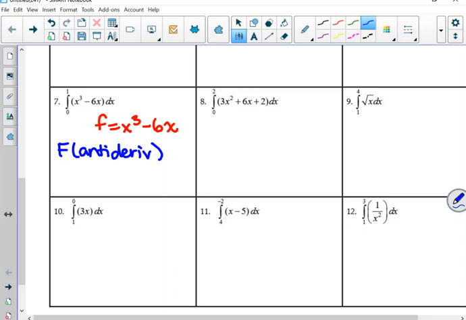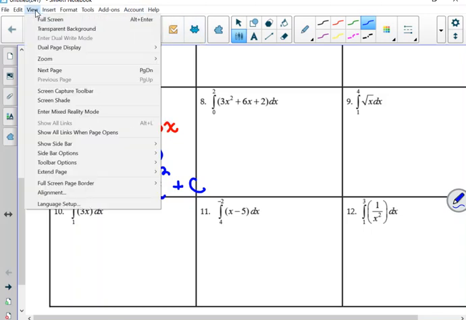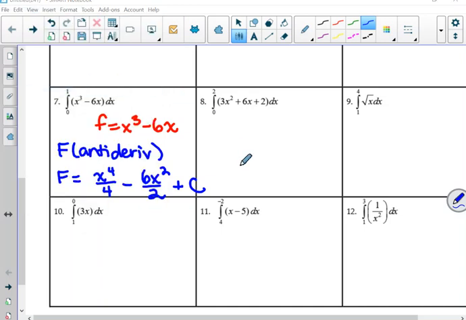So we use our antiderivative tricks. Our backward power rule pretty much is the only trick we know right now. So x cubed becomes x to the 4th over 4, minus 6x becomes 6x squared over 2. And we'll go ahead and throw that plus c on there, even though we've talked about already that when we're doing the fundamental theorem, the plus c ends up subtracting away.